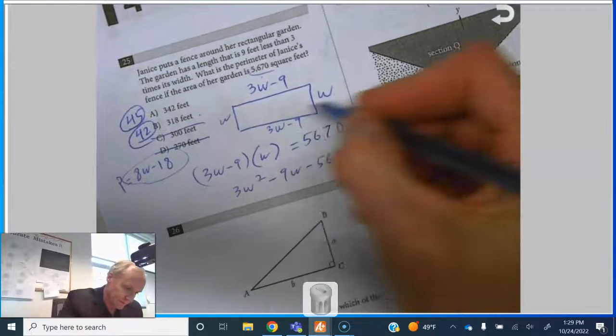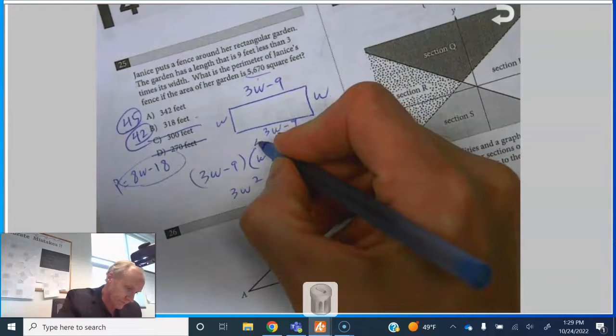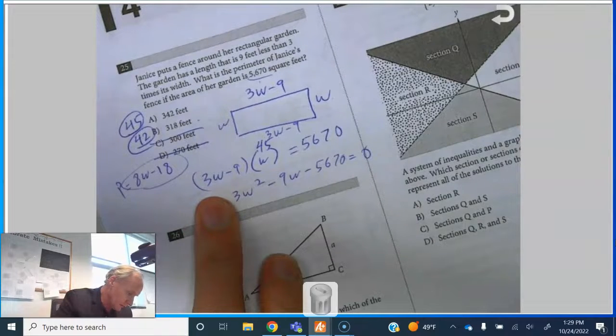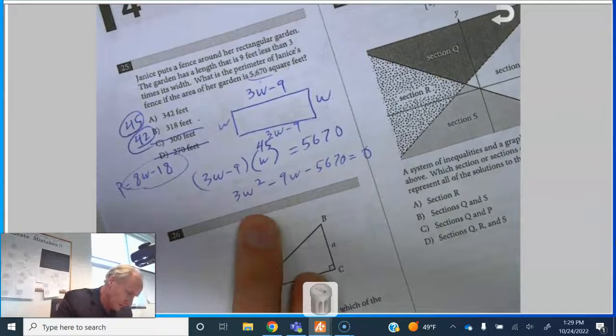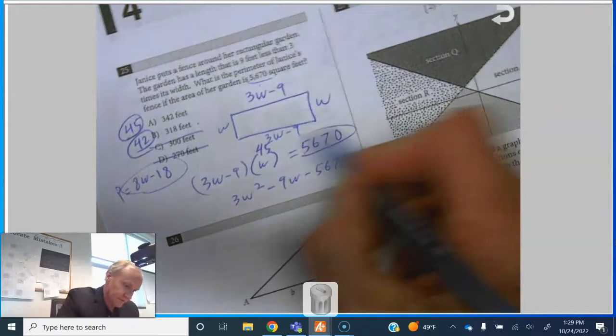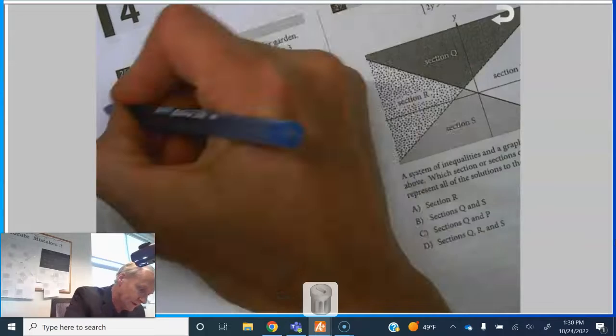Let's see which one works. I'm going to try 45 right here. 45 times 3 minus 9 times 45, which gives me 5670, so I know it's A.